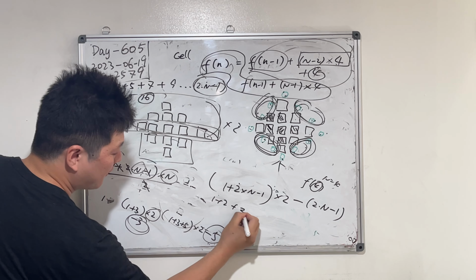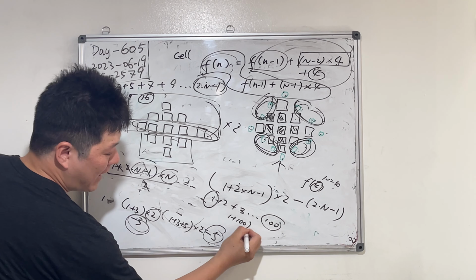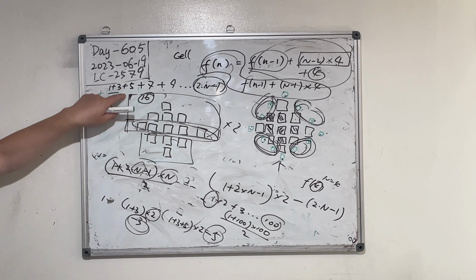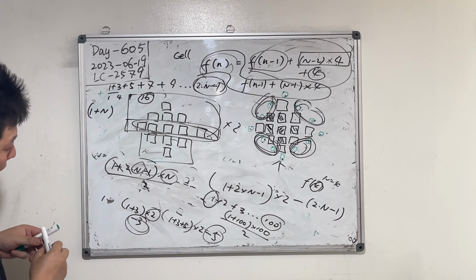Remember the 1 plus 2 plus 3 up to 100? What's the sum? How do we get it? The first item plus the last item, times how many items? There are 100 numbers, so you multiply by half, divided by 2. Yeah, exactly. This is the same.